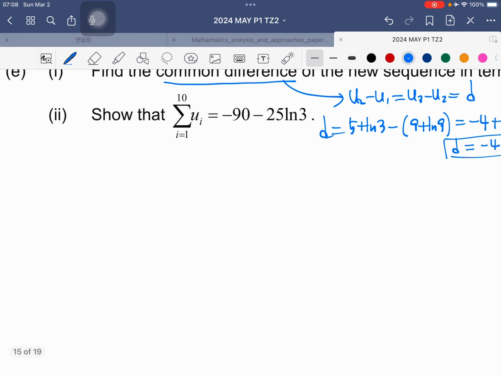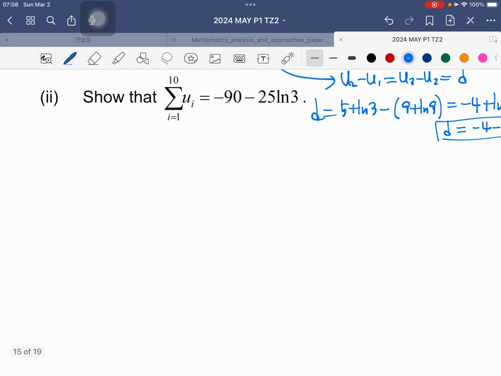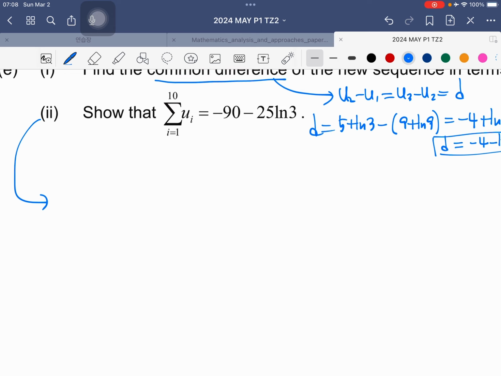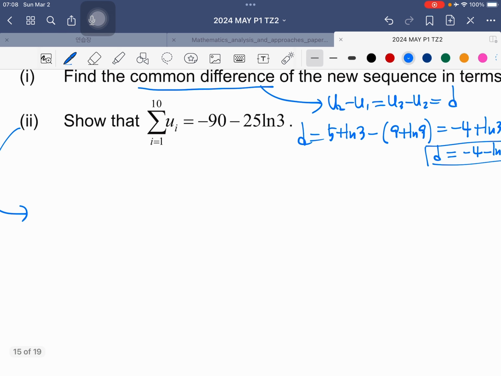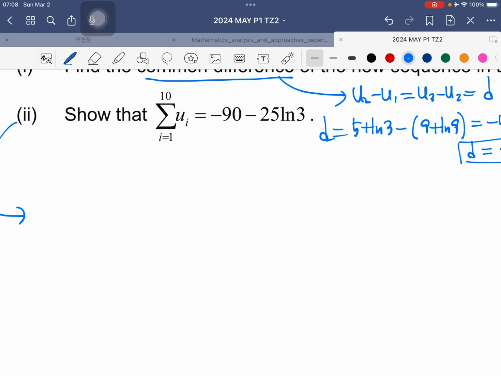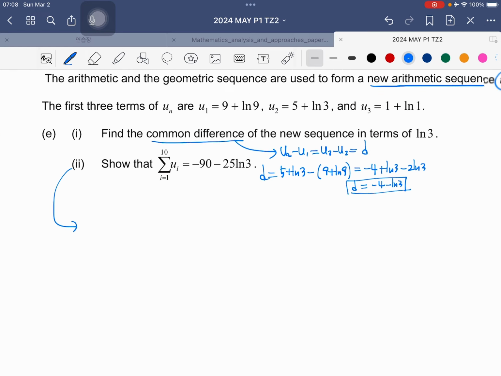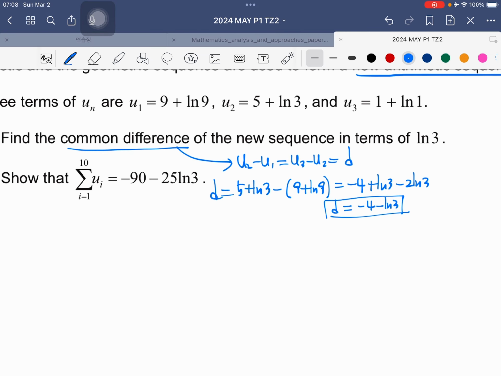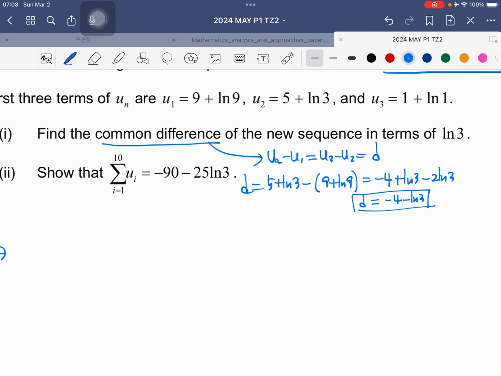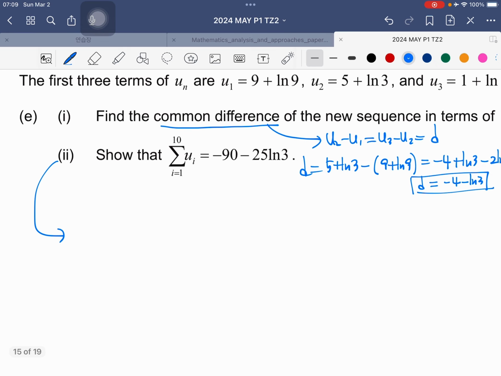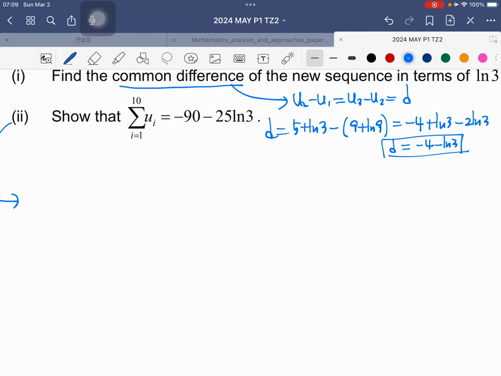Show that the left-hand side becomes the right-hand side. Okay, second question here. The left-hand side looks like the summation of the first 10 terms of Un, which is a new arithmetic sequence. Because you already know U1 and D, you can write down Un as a general term.